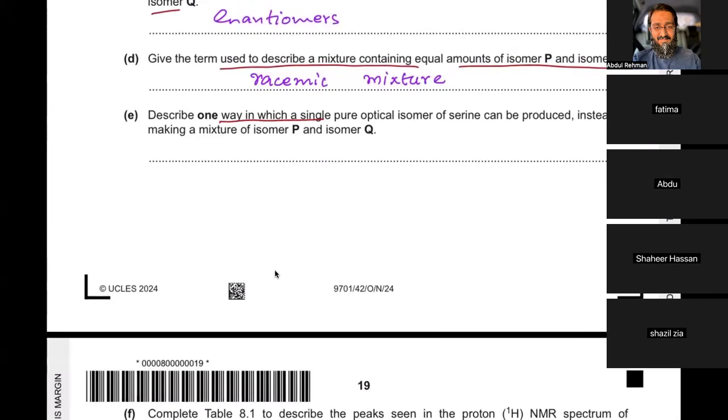Now, describe one way in which a single pure optical isomer of serine can be produced instead of making a mixture of isomer P and isomer Q. So there are three ways. We can use a chiral catalyst. Out of them, that is the most effective way.